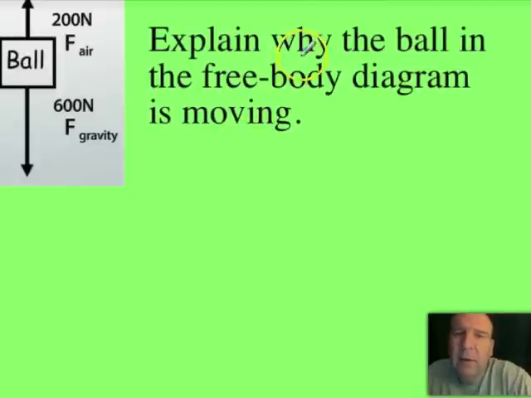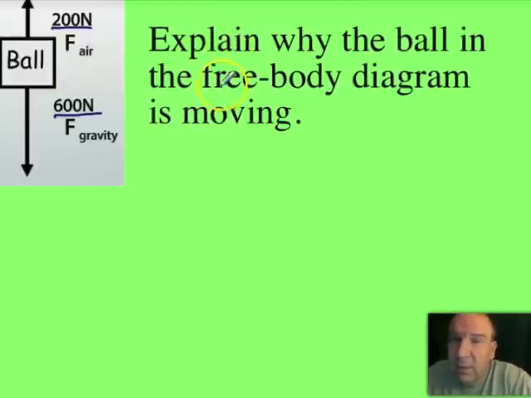How about this? Could you explain why the ball in the free body diagram is moving? So here's the ball. Here's a free body diagram. We've been practicing with this. This one is applying 200 newtons of force. This one's applying 600 newtons of force. We know that this arrow, we've been talking about this in class, is longer than this one. So what would that tell you about where the ball is moving?